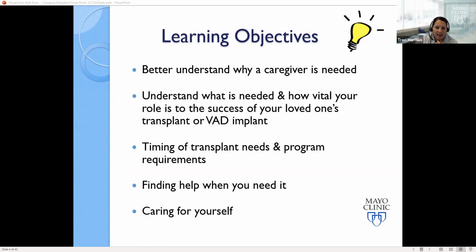Making sure that you understand the timing of the transplant needs and program requirements. Making sure that you know how to find help when you need it. And then equally important is making sure that you're caring for yourselves during this difficult time.